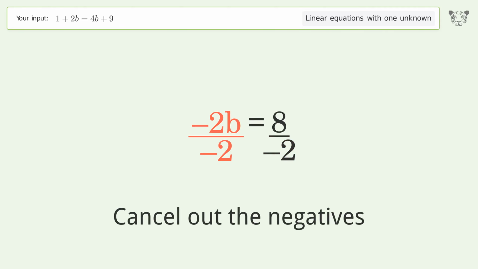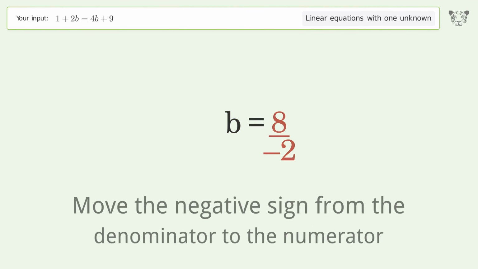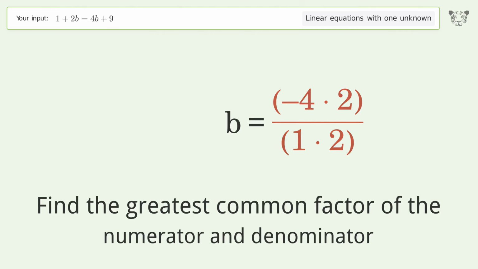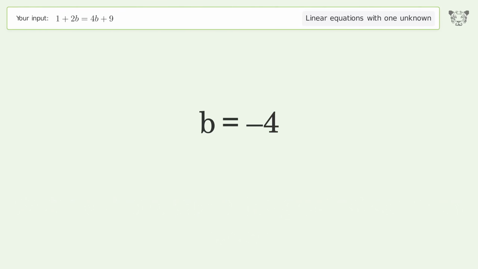Cancel out the negatives. Simplify the fraction. Move the negative sign from the denominator to the numerator. Find the greatest common factor of the numerator and denominator. Factor out and cancel the greatest common factor. And so the final result is b equals -4.